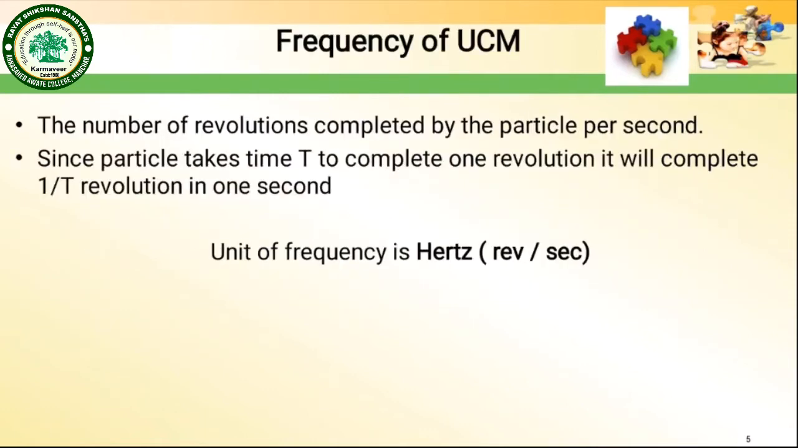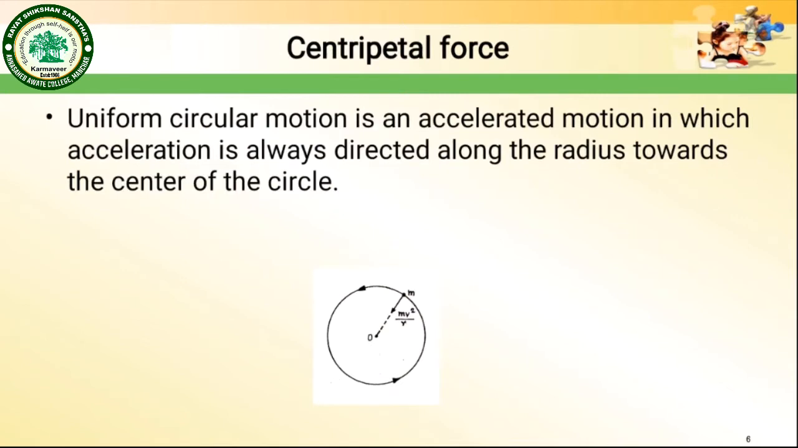The frequency of an object is the number of revolutions the object completes in a second. It is measured in units of 1 upon s or hertz. To make an object move, force is required. Force acts differently on objects depending on the type of motion it exhibits.